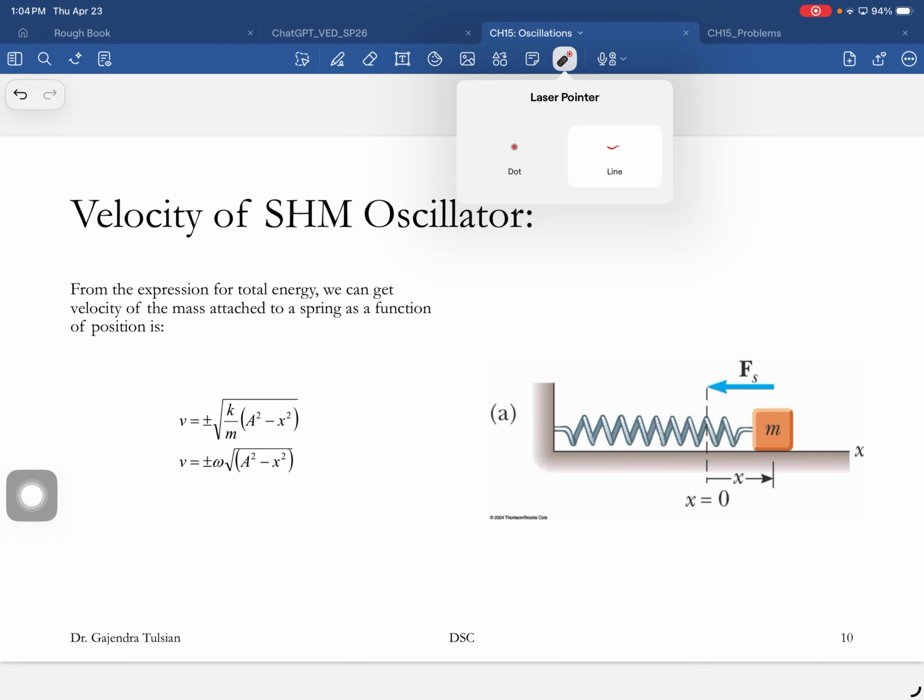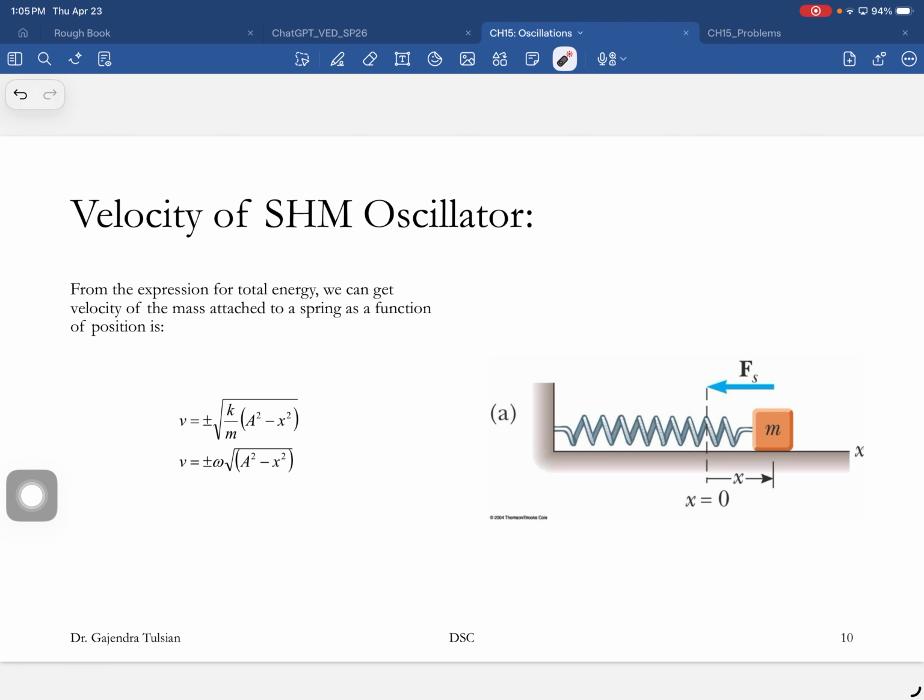So again, when is it going the fastest? In the middle. At any other location, the velocity is changing. We want to know how fast it's going given its location, and this formula gives you that. It gives you the speed as a function of the position.